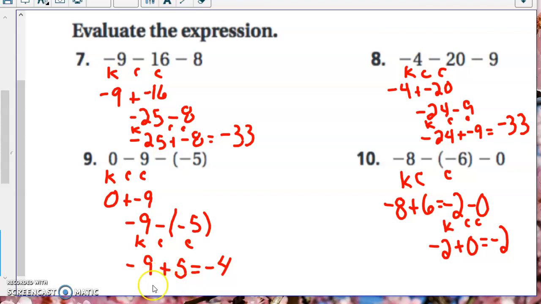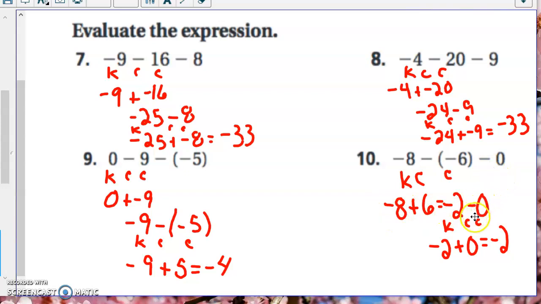Then I have different signs here, so I'm going to have to subtract. And I use the sign of the bigger number. That gives me negative 4. Last one. Keep, change, change means I get negative 8 plus the opposite of negative 6 is 6. Now those have different signs, so I'd subtract. That gives me 2, and the bigger number is 8, so it would be negative 2.